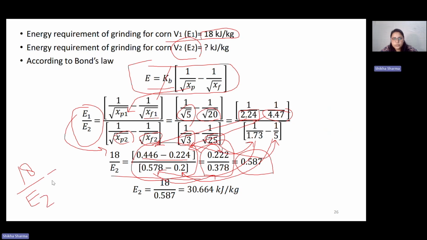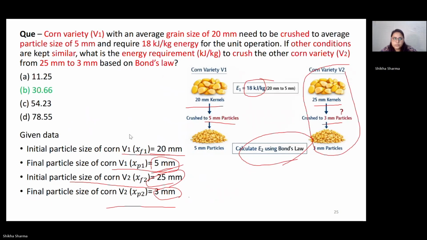So the equation is now 18 divided by E2 equals 0.587. So E2 will be 18 divided by 0.587, which is 30.664 kilojoule per kg. That is E2, which is option B.